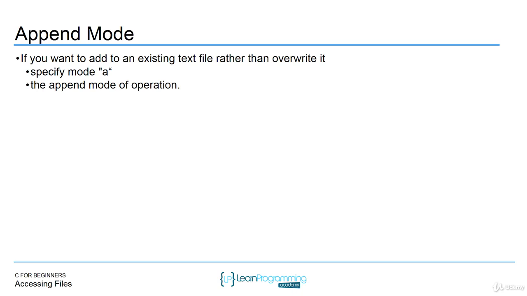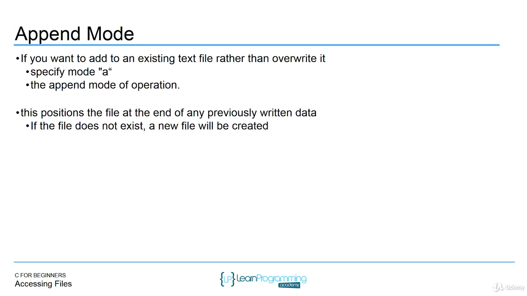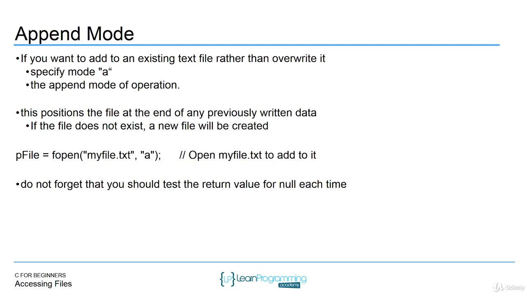Append mode. If you want to add to an existing text file rather than overwrite it, you can specify the A mode. This is appending. This positions the file at the end of any previously written data. If the file doesn't exist, it creates a new one. The example here is you just change the second parameter to be an A inside double quotes. It will add to the end of myfile.txt.